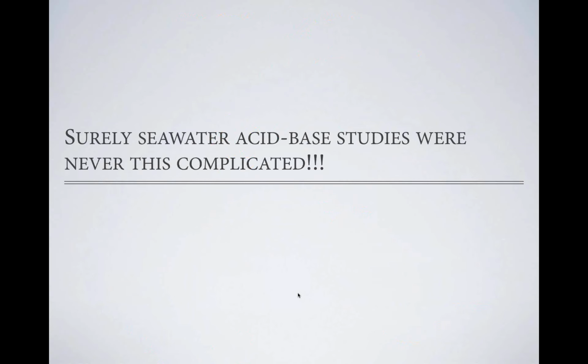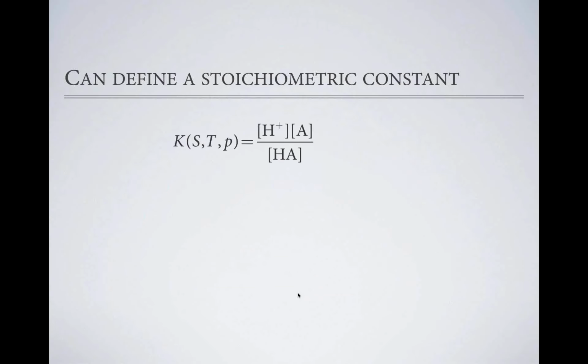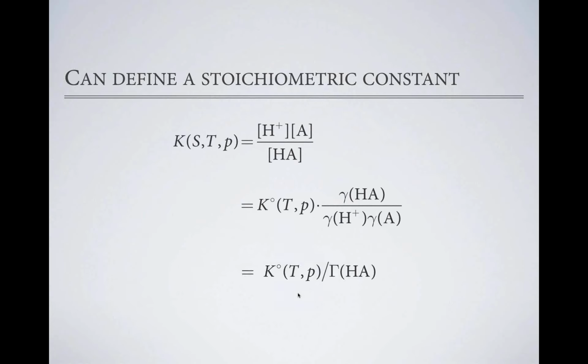Surely they were never this complicated. Well, they are, but we hide it from ourselves. In seawater media, that activity coefficient term is a function of salinity, temperature, and pressure. That is, I said it was a function of composition, temperature, and pressure, but in seawater, we have this simplified version of composition, which is just salinity. As a result, we can define an equilibrium constant purely in terms of concentrations, and you can see that that's calculable from the previous equilibrium constant.